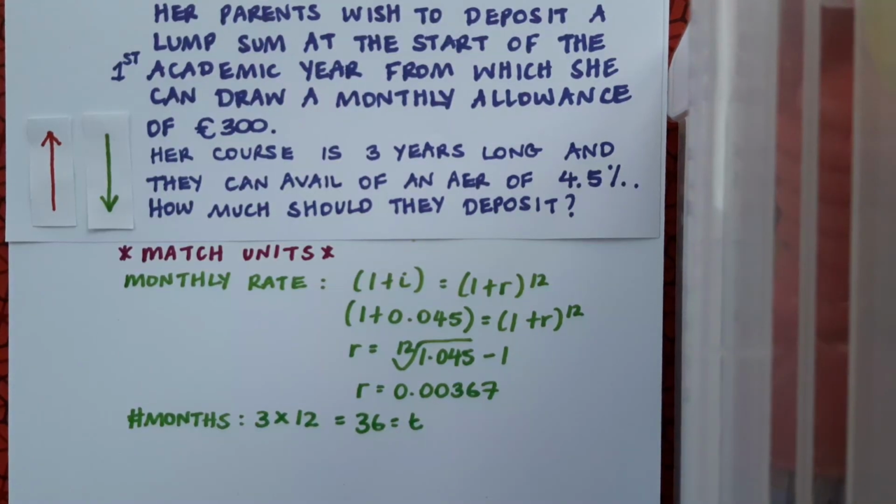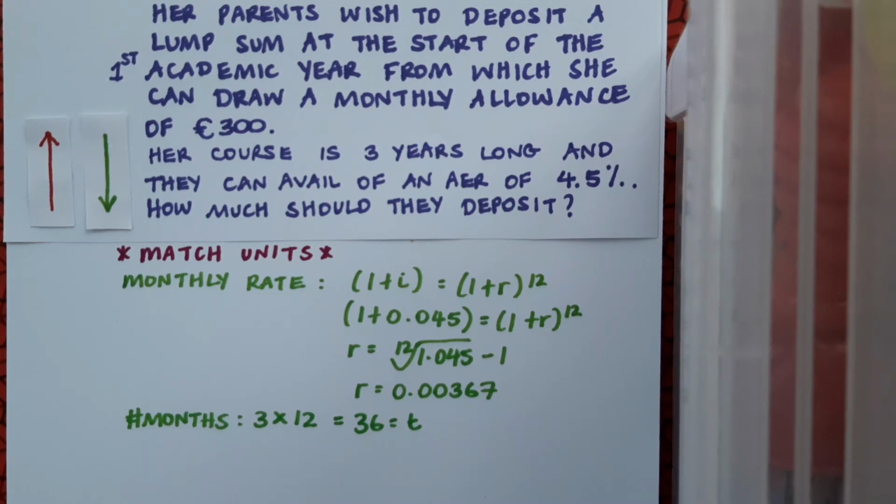I don't know how much they're going to invest initially, but I do know how much they want to give Sarah each month. And that monthly allowance is the equivalent of the repayment amount, as it's called in the amortisation formula in the log tables. So in this case, A equals 300.